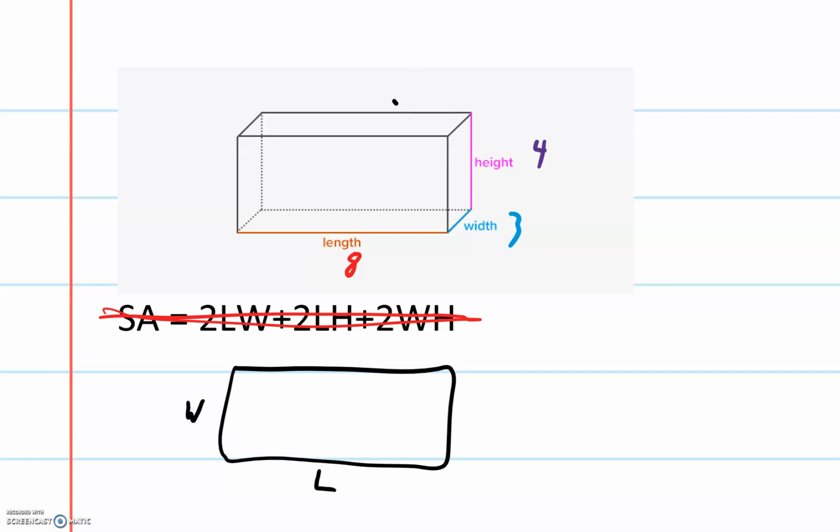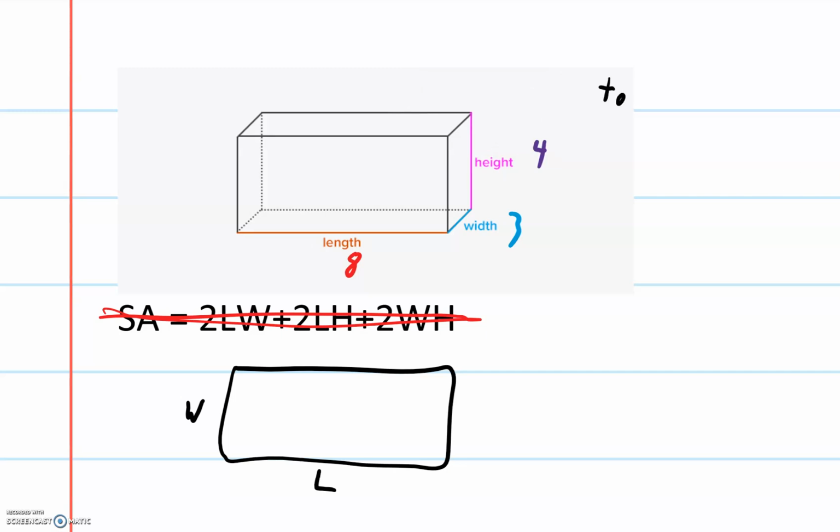We have a rectangle on top, a rectangle on the bottom, a rectangle on the side, a rectangle on the back, and another one on this side and another one on this side. So if you count the number of arrows I just drew, we have a total of 6 sides that we have to calculate. So I'm just going to write them out for you.